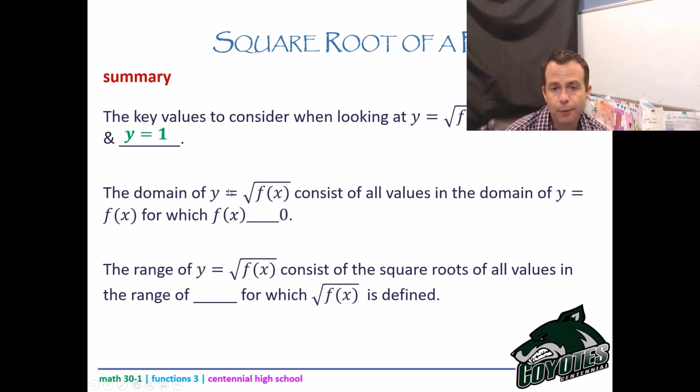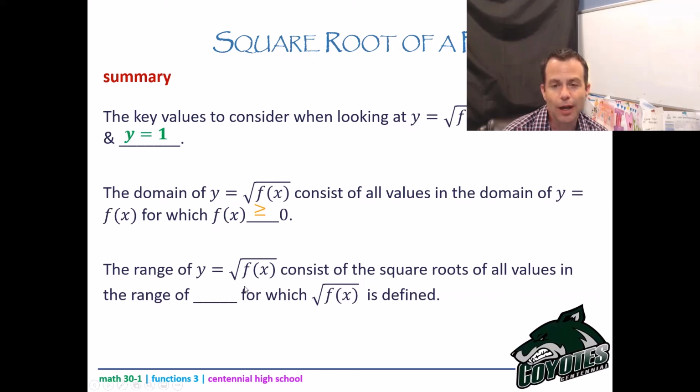The domain for the square root graph consists of all values in the domain of the original where f of x is greater than or equal to 0. Okay, because if the original was less than 0, I can't take the square root of a negative number, and so the square root graph doesn't exist. No values would exist where the original was negative because I can't take the square root of a negative number.